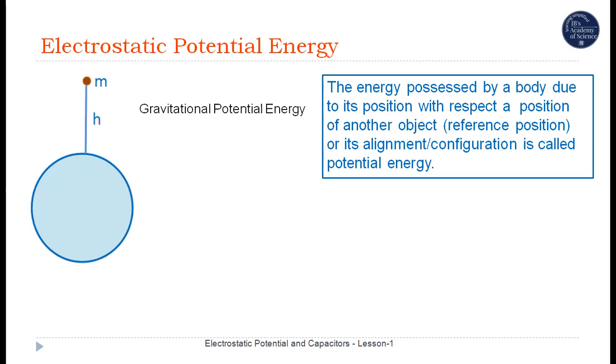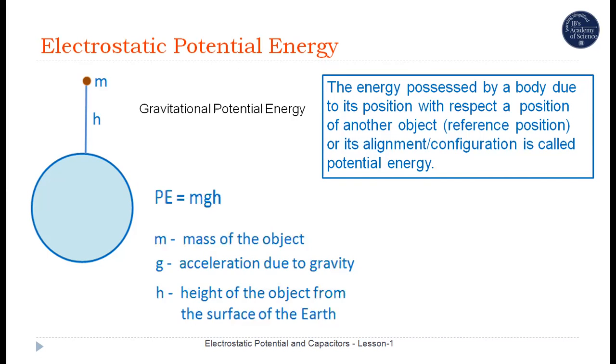For example, if an object of mass m is placed at a height h from the surface of the earth, we know that it will possess a potential energy PE equal to mgh, where m is the mass of the object, g is the acceleration due to gravity, and h is the height of the object from the surface of the earth. So in the gravitational field of earth, if an object is placed at a point, it will possess an energy which is called gravitational potential energy. This energy depends on the height of the object from the surface of the earth, which means it changes from place to place, or it depends on the position of the object.